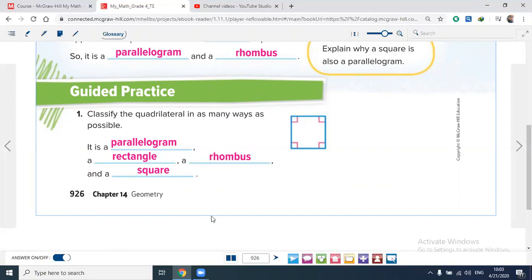Parallelogram, rectangle, rhombus, and square. I can classify this quadrilateral in as many ways as possible. I can name it parallelogram, rectangle, rhombus, and square. A rectangle with equal side lengths will be a square. A rhombus with 4 right angles will be a square. A parallelogram with 4 equal sides and 4 right angles will be a square.